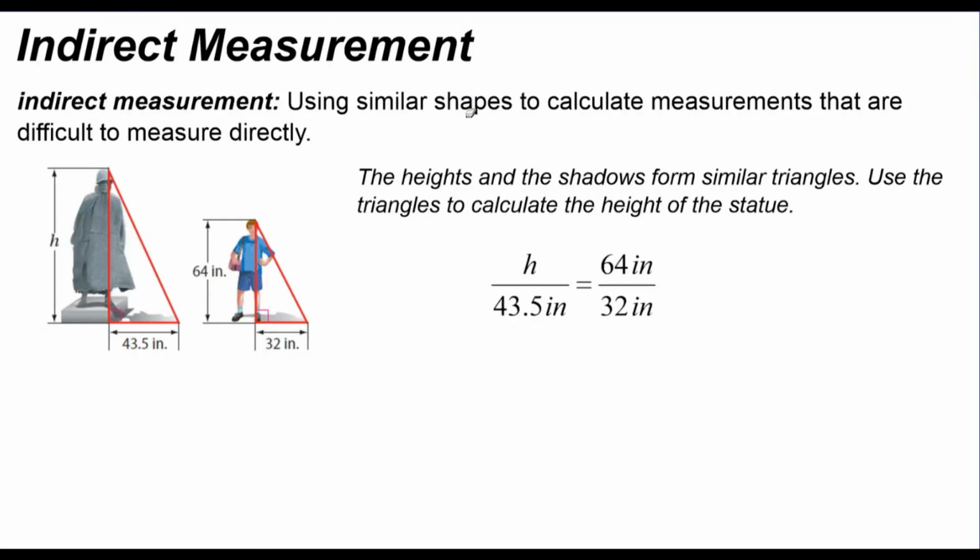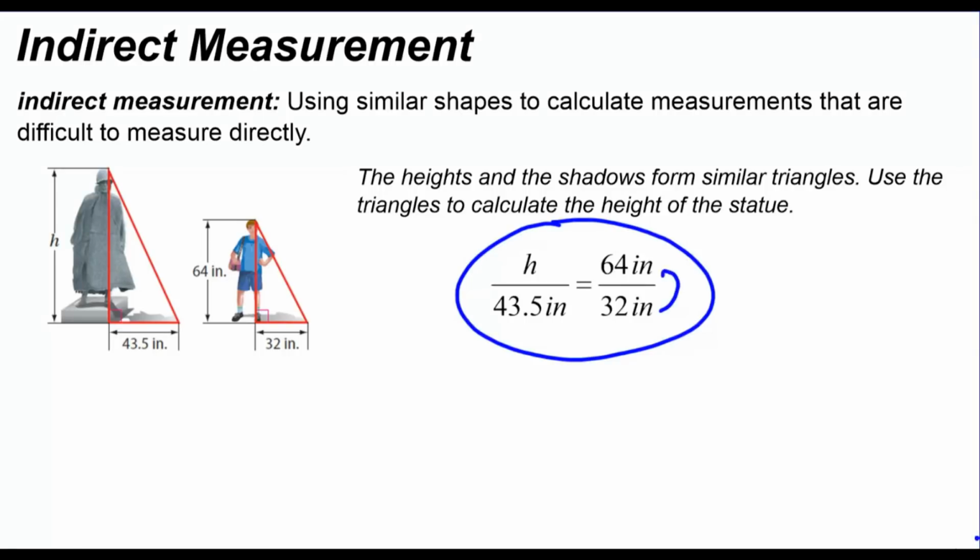So what I did was I used these similar triangles to set up a proportion, just like we did in our last lesson. So here is the proportion I set up. The height compared to their shadow, so height to shadow is equal to height to shadow. Those two ratios are going to be equal to one another. Then if I solve this proportion, I can calculate the height of the statue.